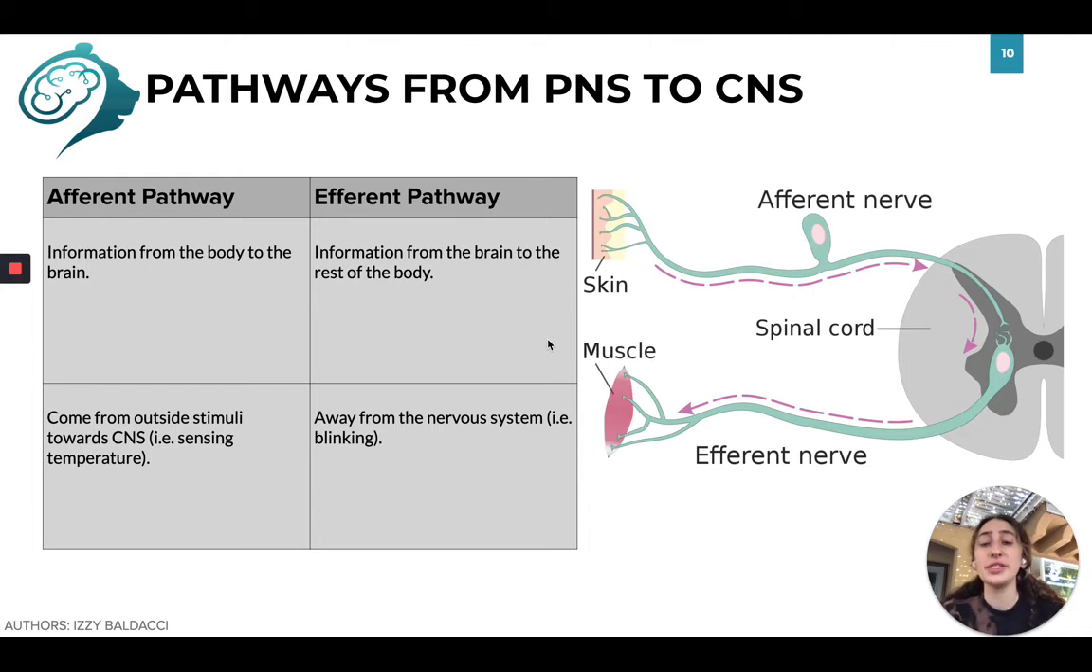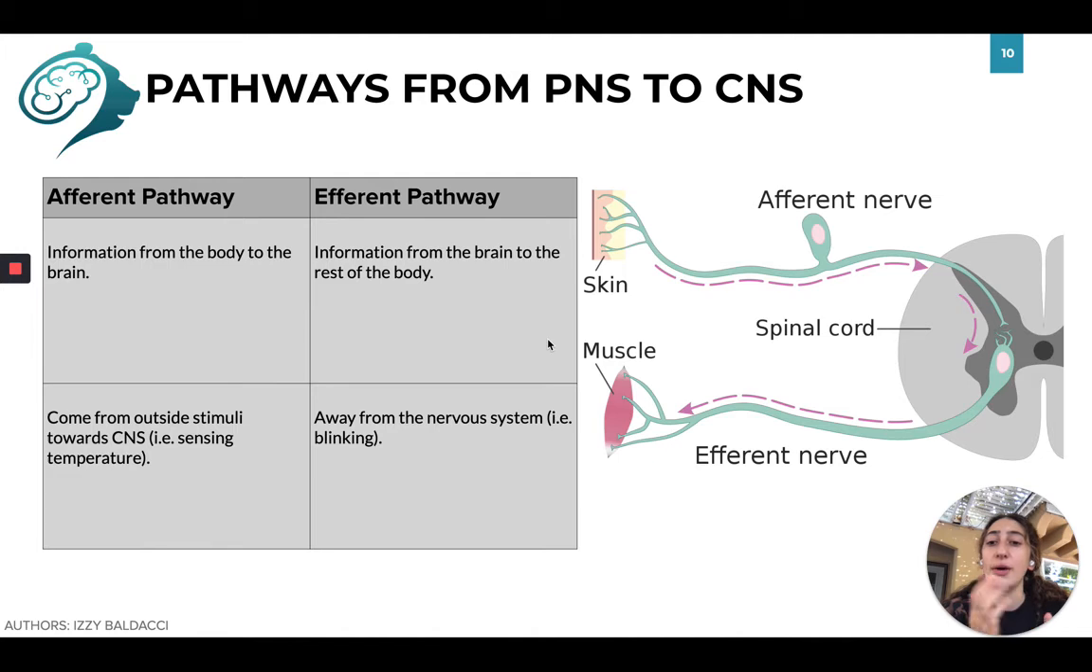So body to brain is the afferent pathway, and an example of this would be sensing temperature. We have sensors on our skin and underneath that can pick up on the temperature, and this information is sent to our brain, and our brain is making sense of, oh, it's moderate temperature today.